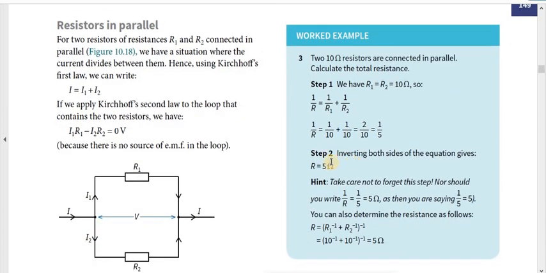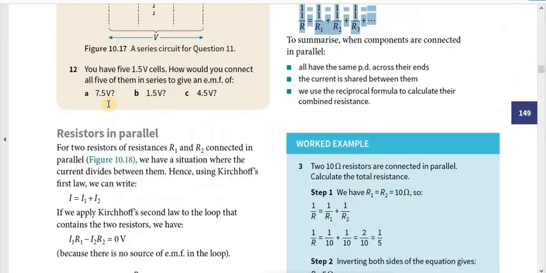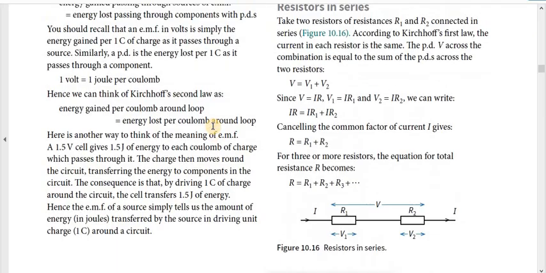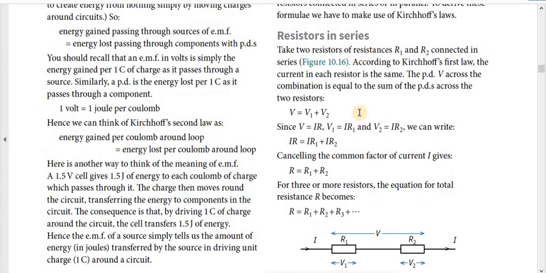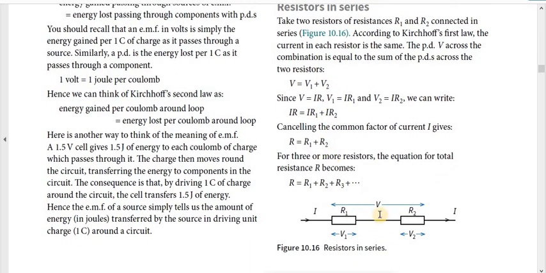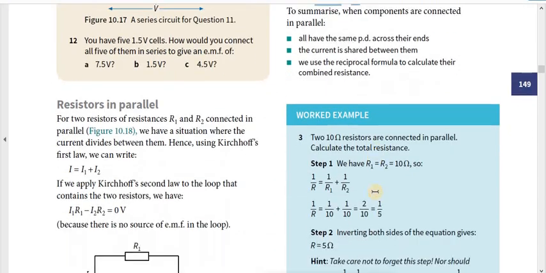To do this, we can apply Kirchhoff's first law. By the way, over here we use Kirchhoff's law, according to which the current in each resistor is the same. The potential difference V across the combination is equal to the sum of potential differences across the two resistors. Okay, so we use that here. Now we will go to this one, resistors in parallel.